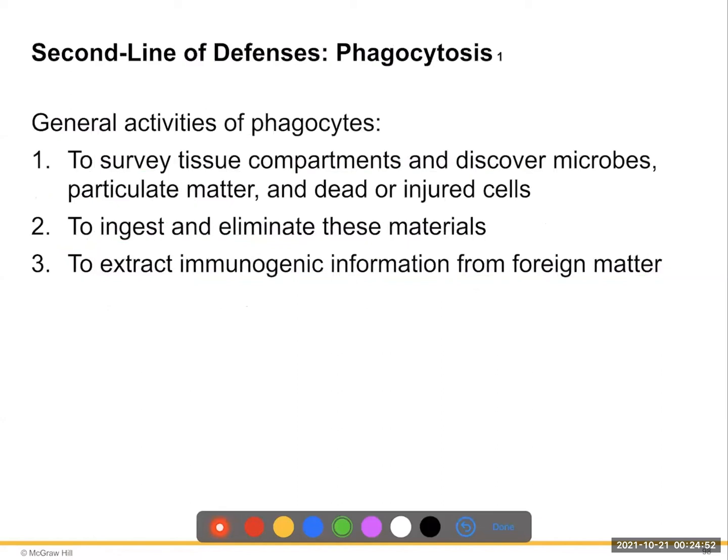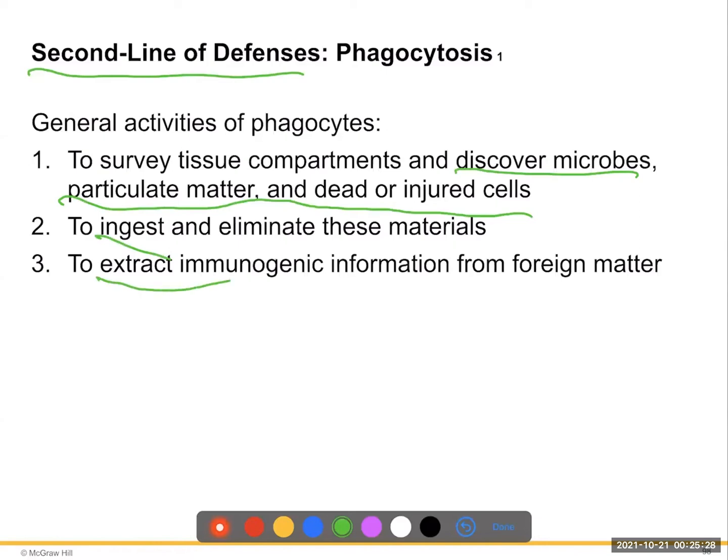Okay. So we're still talking about inflammation. Inflammation is the second line of defense. Along with inflammation, we get phagocytosis, because we brought in our neutrophils, we brought in our macrophages. The macrophages have followed that neutrophil signal, left the bloodstream, and followed the chemicals down, chemotaxis, to the area. Now we've got macrophages in the area, and the macrophages are phagocytic cells. They discover the microbes, particulate matter, and dead or injured cells. They find them, then they ingest them and eliminate them.